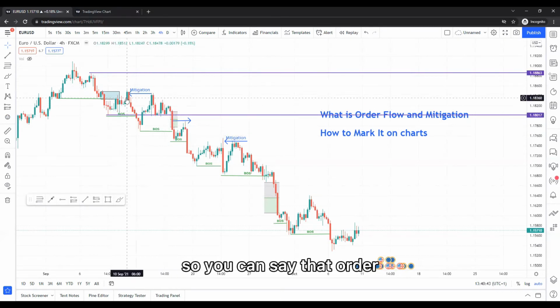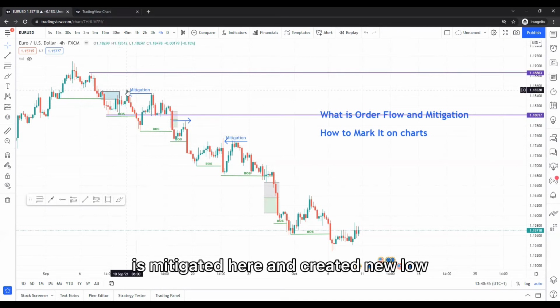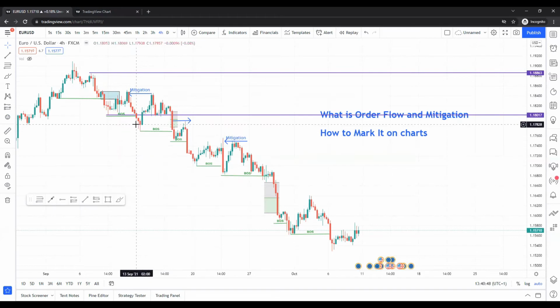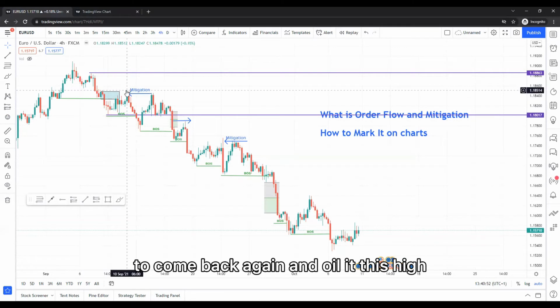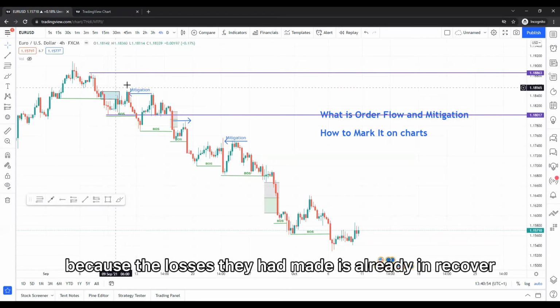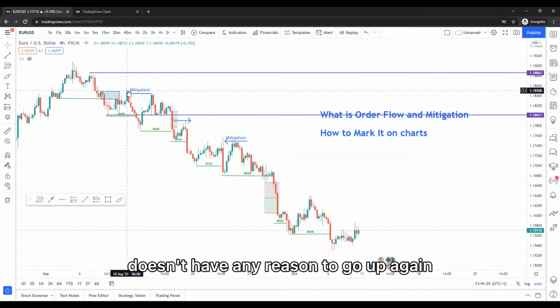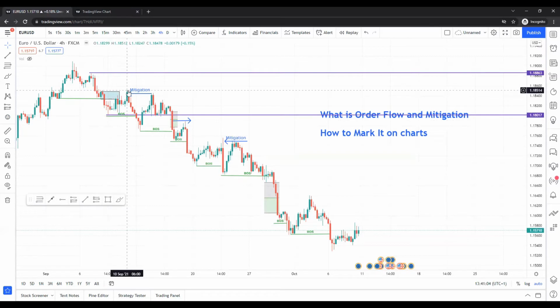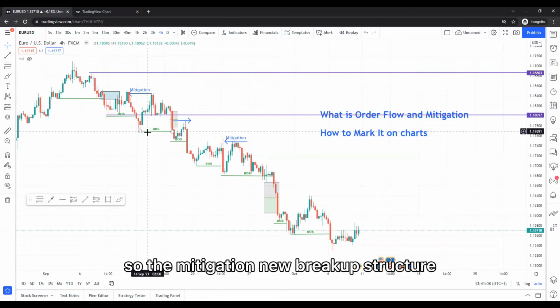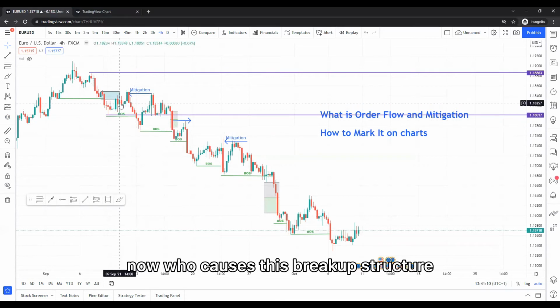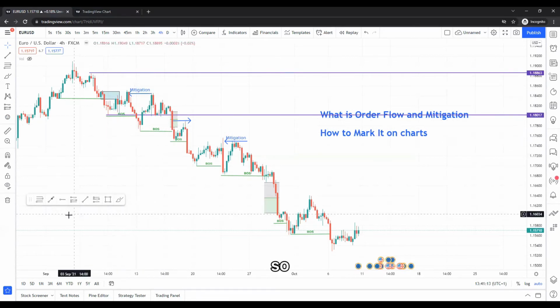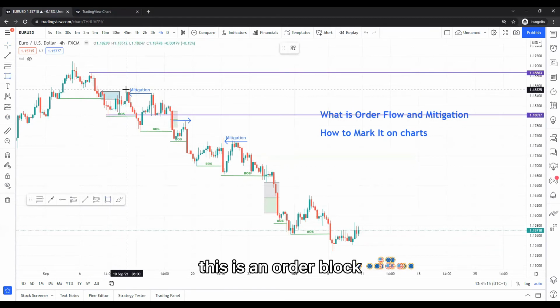So you can say the order is mitigated here and created a new low. Price has no reason to come back and violate this high, because the losses they had made have already been recovered. They don't have any reason to go up again. This is how it looks: the mitigation, then a new break of structure. Now, who causes this break of structure? This is an order block.